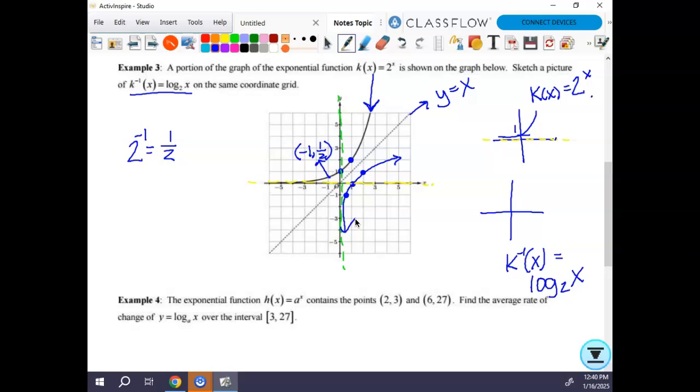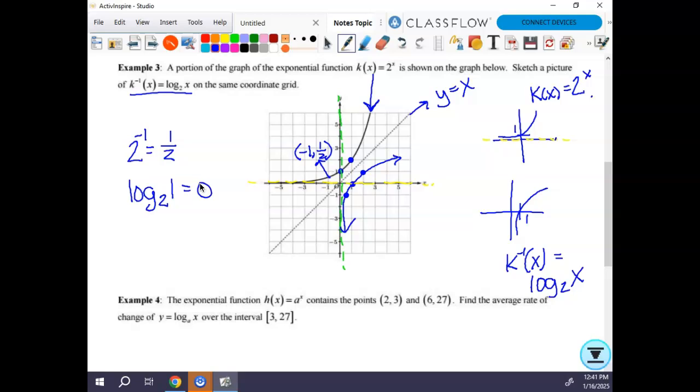So for just a quick parent function sketch or a picture in my head, it looks like this. That right there is going to be at 1. Okay. So what that tells me is that log base 2 of 1 equals 0, because when I plug 1 into here, I get 0. Any base, the log of 1 is going to give you 0.